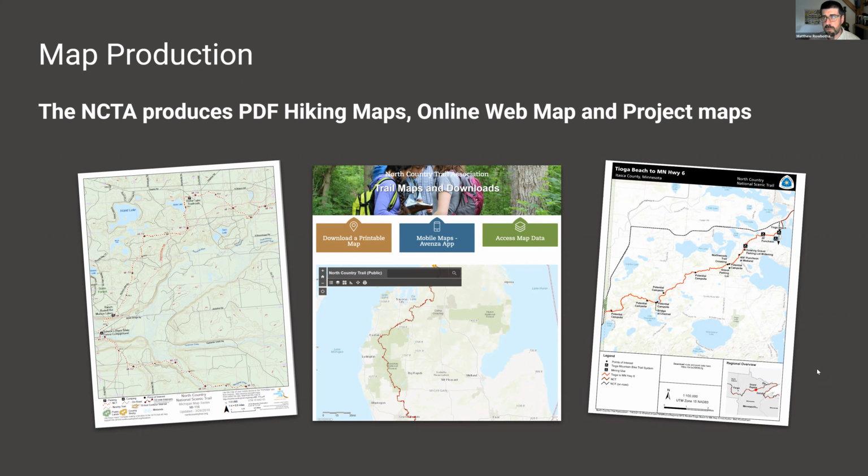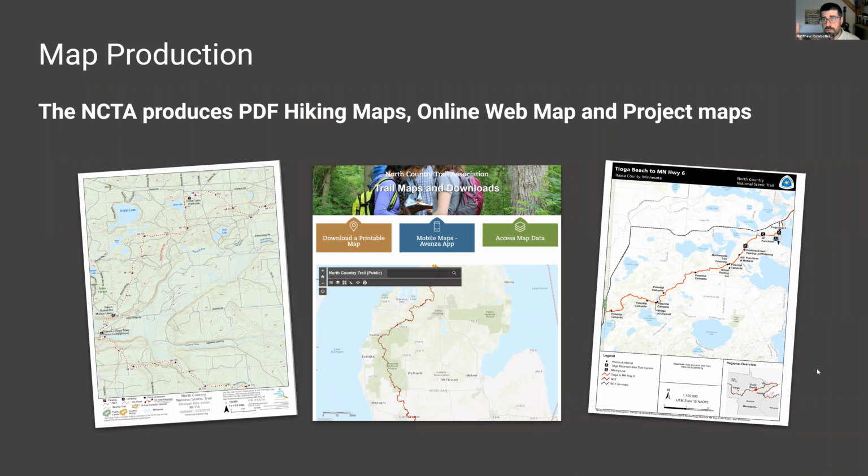And then we do this online map, and it's been a great tool for us. Those are public facing products, and then we do what we call project maps, which are anything that our staff produces or that we produce for the National Park Service related to trail planning and route development.